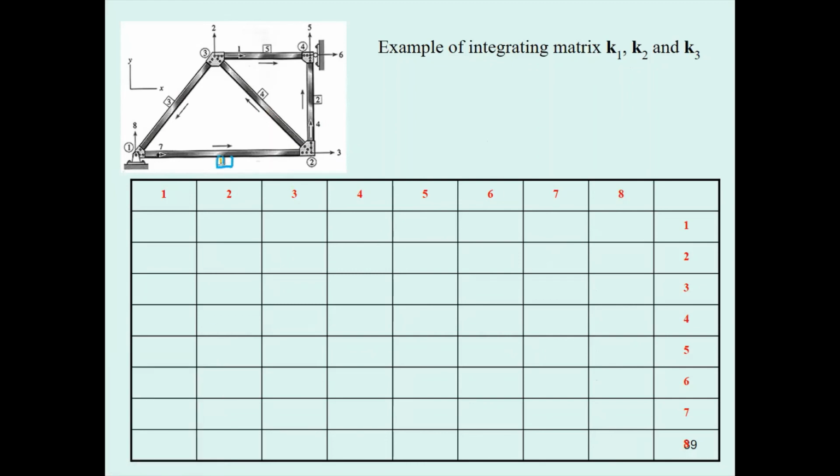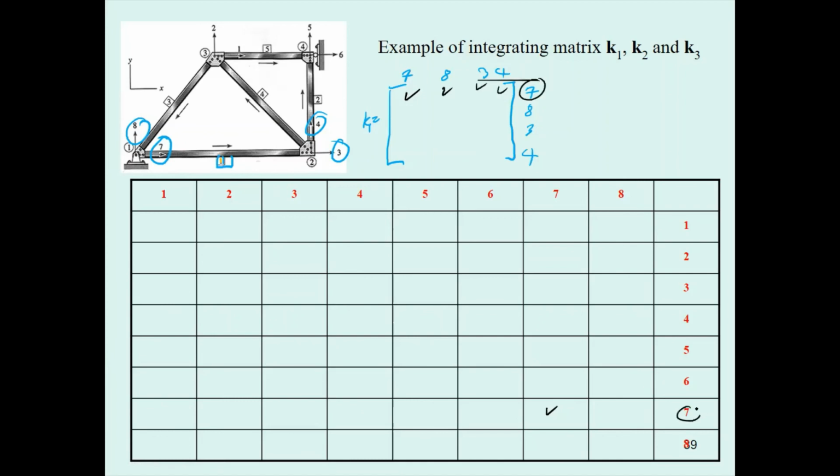Member number 1 has what? 7, 8, 3, 4. It's going to be 7, 8, 3, 4. The matrix will be something like this. This is going to be the K1 matrix. When you put this in this form, just follow this. This is going to be 7, 7, and then 8, 3, 4.